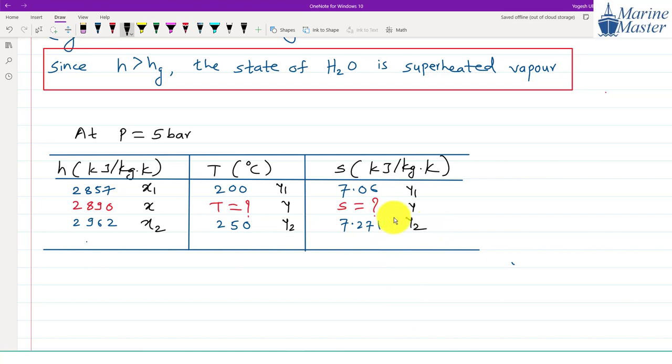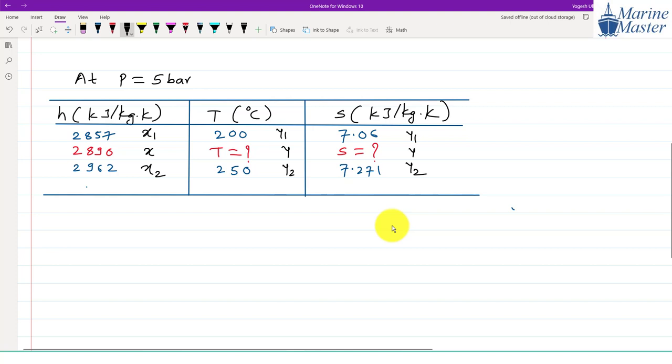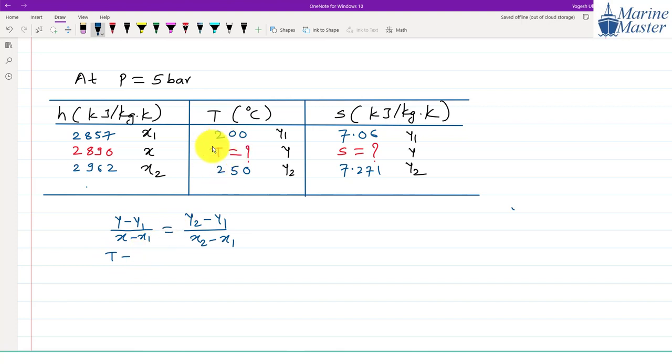So in this way we form the table, and now we will use our favorite relation of interpolation, guys. And what is the favorite relation? Delta Y by delta X. So Y minus Y1 divided by X minus X1 is equal to Y2 minus Y1 divided by X2 minus X1. Observe the scenario here. Y is the temperature, because first of all we are going to calculate temperature.